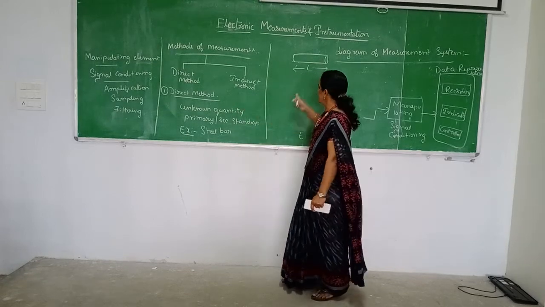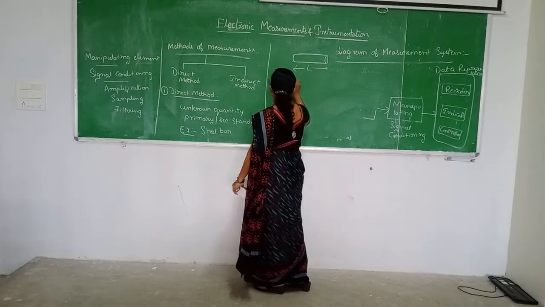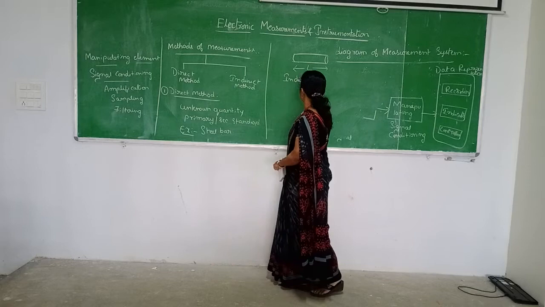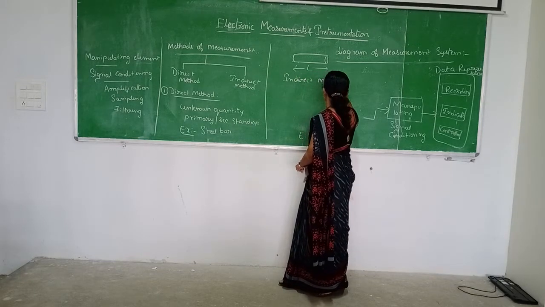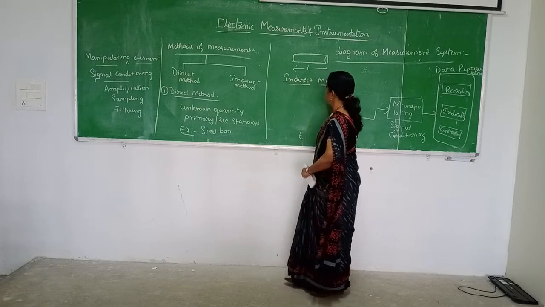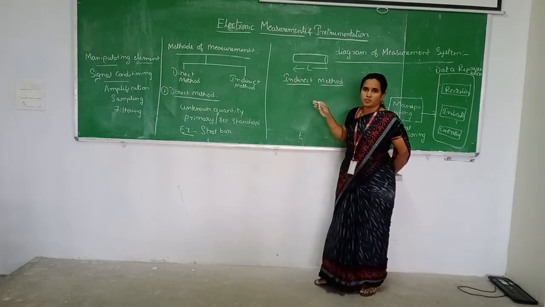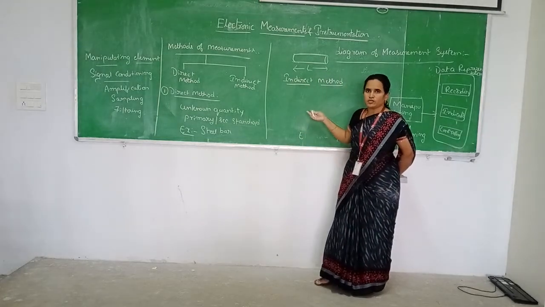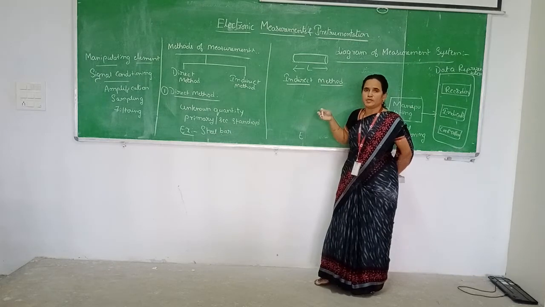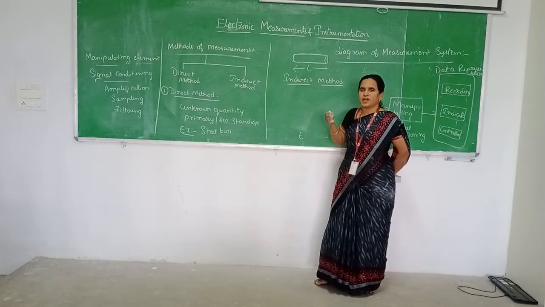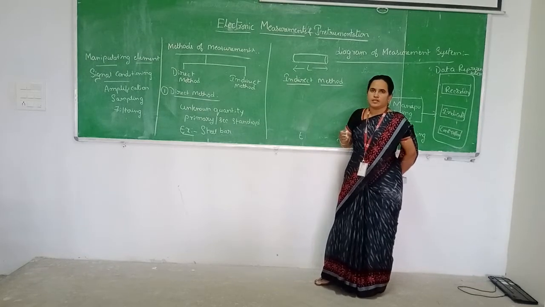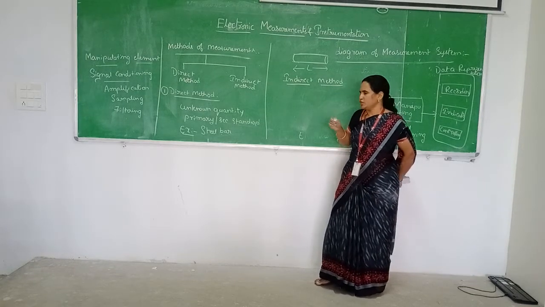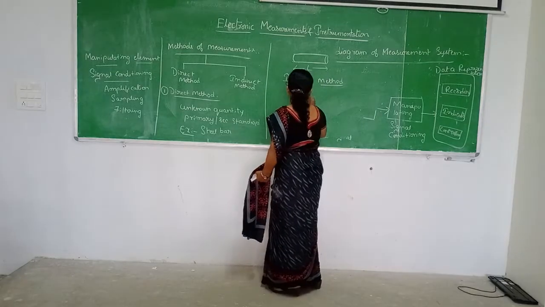So next one is the indirect method of measurement. In the indirect method of measurement, the unknown quantity that is to be measured is first converted into some other measurable quantity. Then we can measure this measurable quantity.